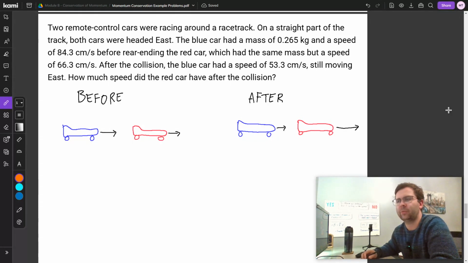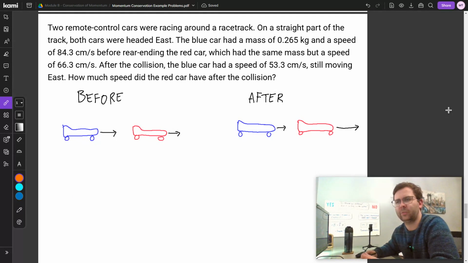The blue car had a mass of 0.265 kilograms and a speed of 84.3 centimeters per second before rear-ending the red car, which had the same mass but a speed of 66.3 centimeters per second. After the collision, the blue car had a speed of 53.3 centimeters per second, still moving east. How much speed did the red car have after the collision?